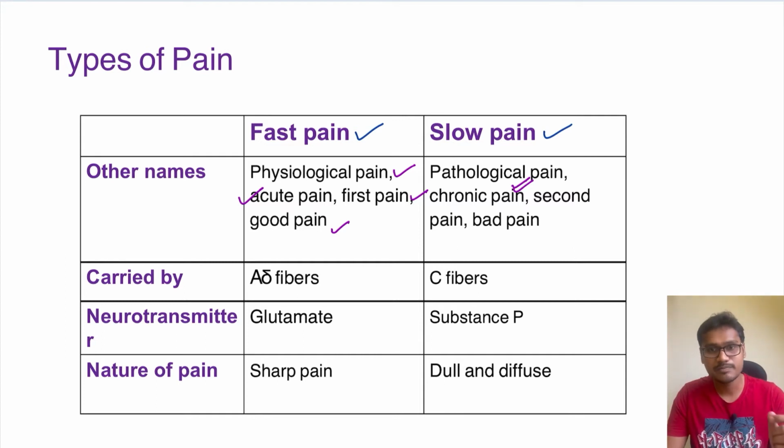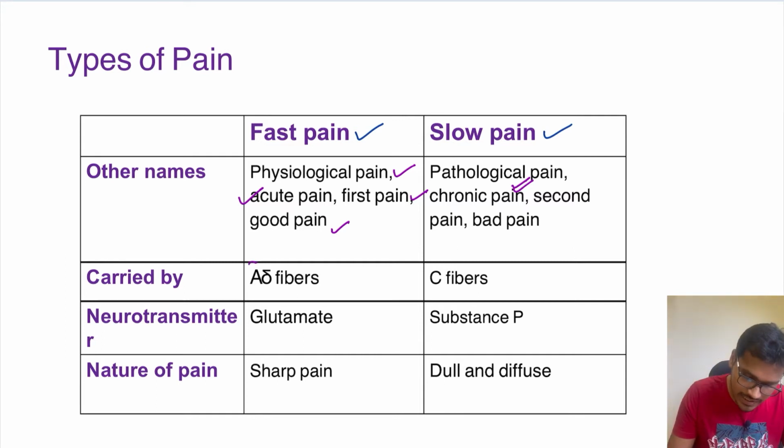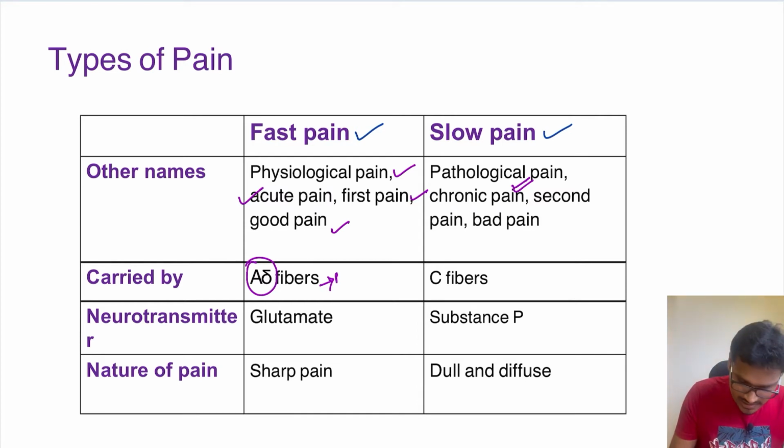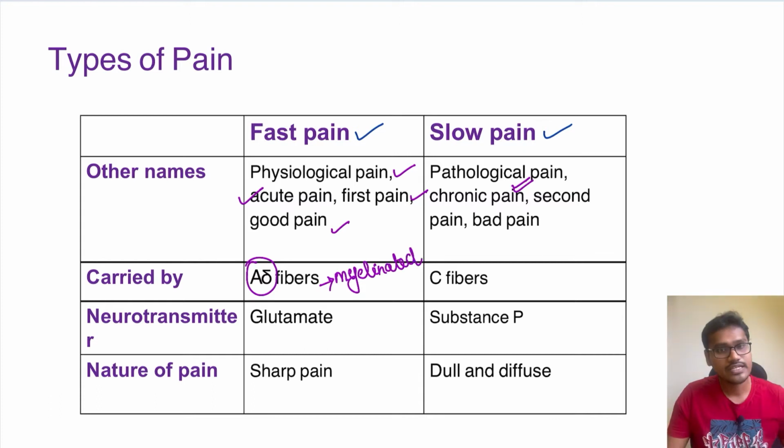Fast pain is specifically carried by A delta fibers. Coming to the specificity of these A delta fibers, they are myelinated, and all of us know myelinated nerves can carry the stimulus faster to the brain. That's why fast pain is carried through A delta fibers, which are myelinated nerves. Whereas slow pain is carried by C fibers, which are non-myelinated.